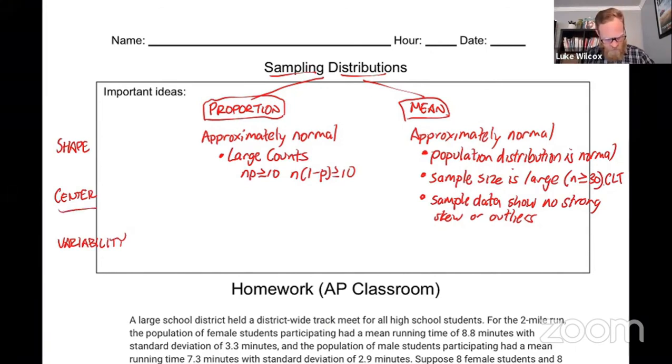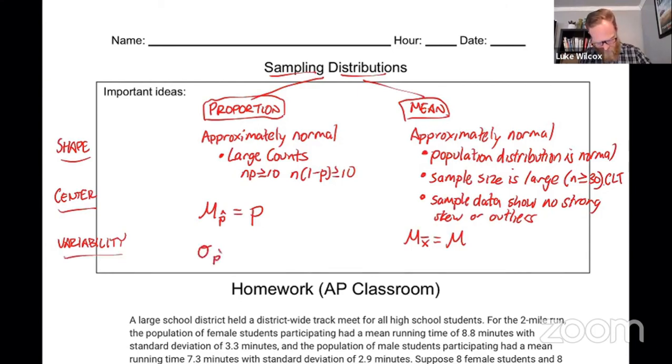Okay, now let's move to the center. This one will go pretty quickly. The center of the sampling distribution for p hat is just the true parameter, the true proportion of the population. Over here for means, the mean of the sampling distribution of x bar is just equal to the true mean of the population mu.